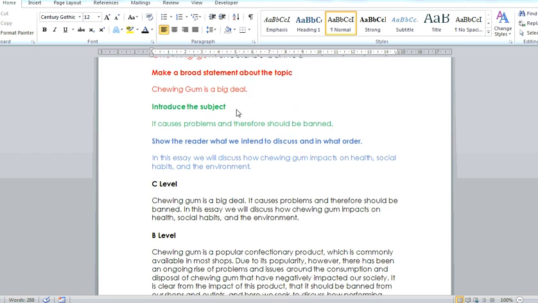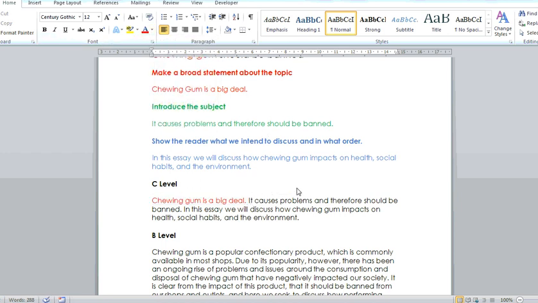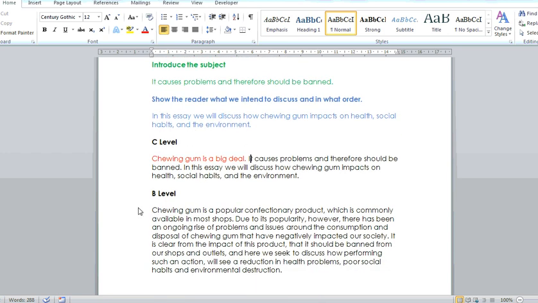Now, the first thing to look at is, of course, in our first introduction, we made the broad statement. Fantastic, chewing gum is a big deal. Now, that's perfectly clear and perfectly fine. However, it lacks a note of detail and polish. If we go down to our B level introduction, chewing gum is a popular confectionery product which is commonly available in most shops. So you can see in this case we've done the same thing. We've made a broad statement, something that people can't argue with, but we've directed it in slightly more detail.